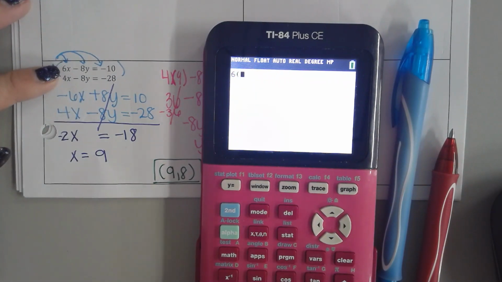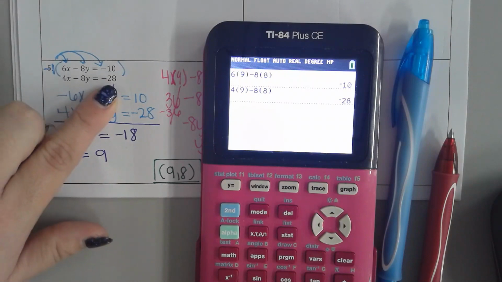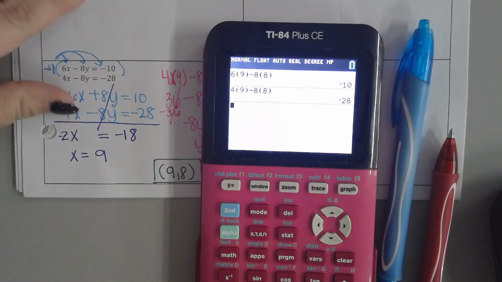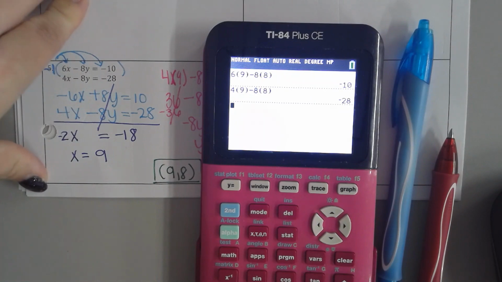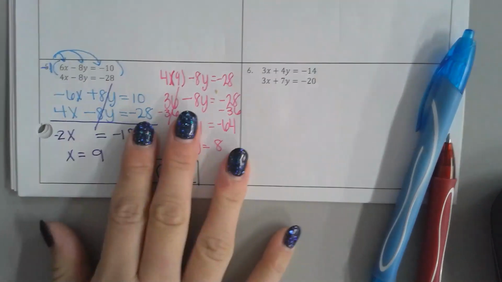6 times 9 minus 8 times 8. Yep, check the other one. 4 times 9 minus 8 times 8 is -28. That also means that if you have a multiple choice question and you forget how to solve it, you could just test out your answers to see which one works. But for now, you have to show your work.